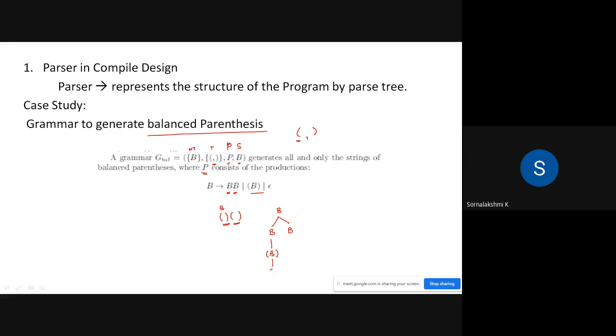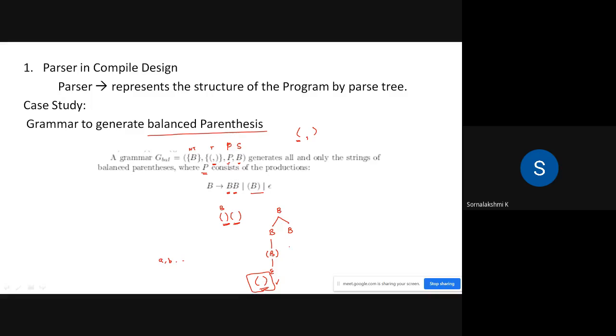Okay, so in place of B, I'll end with a non-terminal epsilon. Fine, so this is acceptable. When I substitute epsilon in place of B, it will be this bracket alone. So it is acceptable. For simplicity, we have not considered any other input symbols like A, B, etc., so that we consider only brackets.